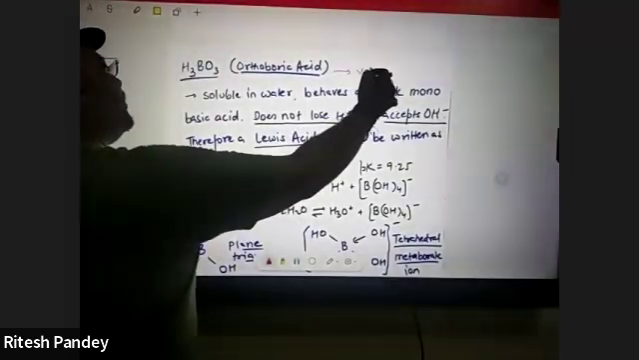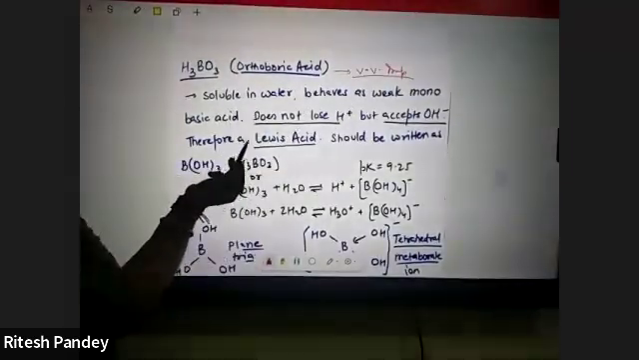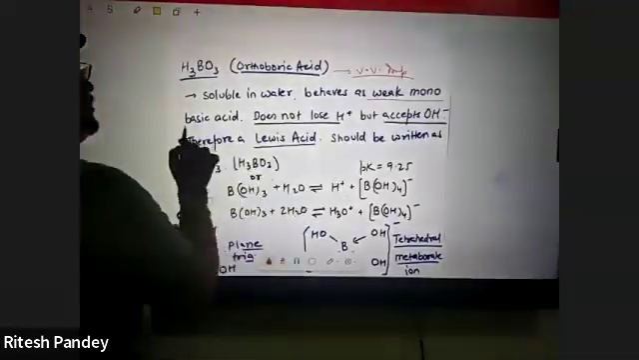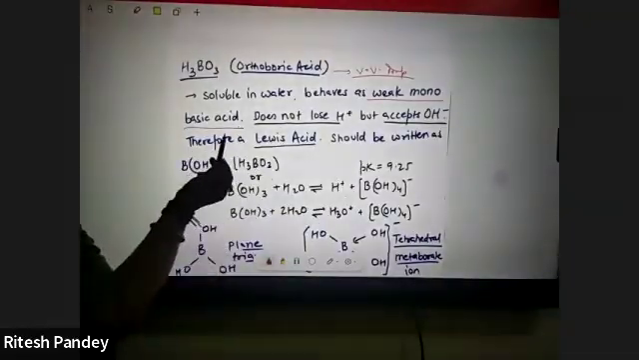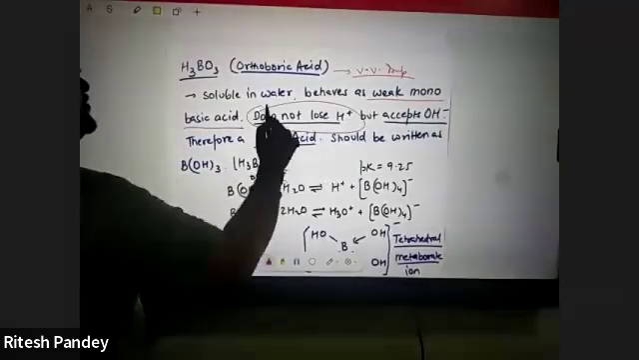This is very, very important. Right away, I do talk about boric acid at times. It behaves as a weak monobasic acid. It's very different from the normal acids in the sense it's not an Arrhenius acid. It does not lose H plus. This is important.